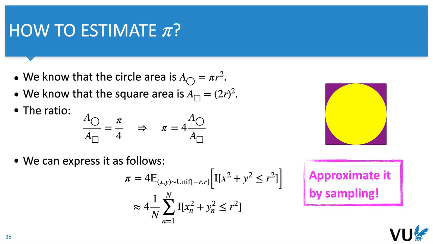And now what is fascinating is that we can in fact start sampling from this square. We can sample a lot of points and we can simply average, or see how many points hit the yellow circle, okay? And the fascinating fact is that this will approximate our pi value, okay? And so we can approximate it by sampling, all right? So this is very, very interesting.